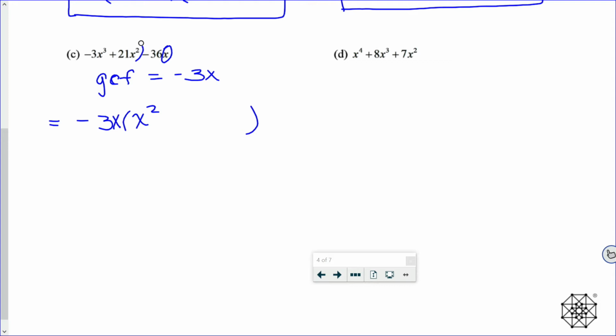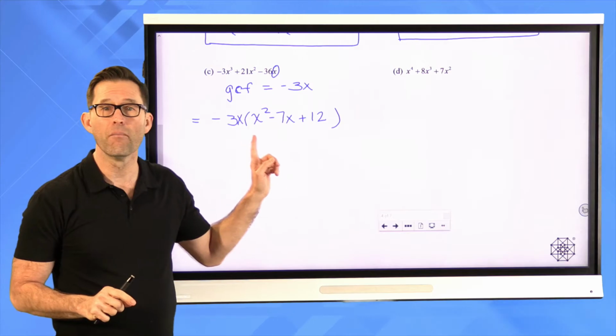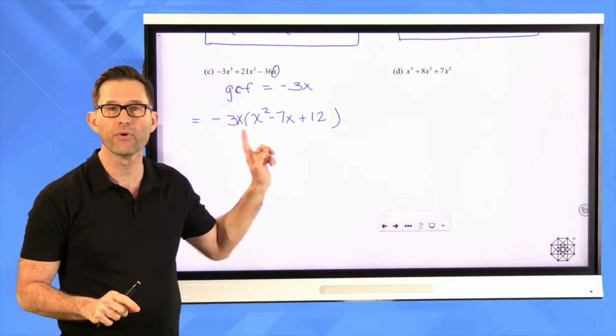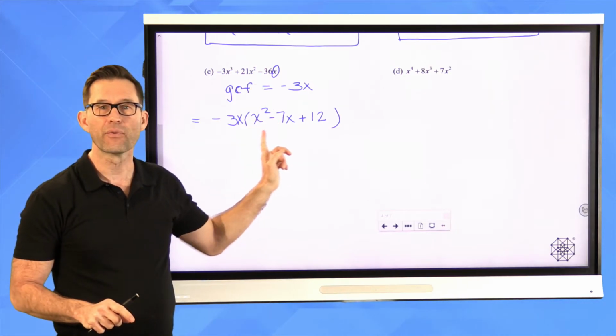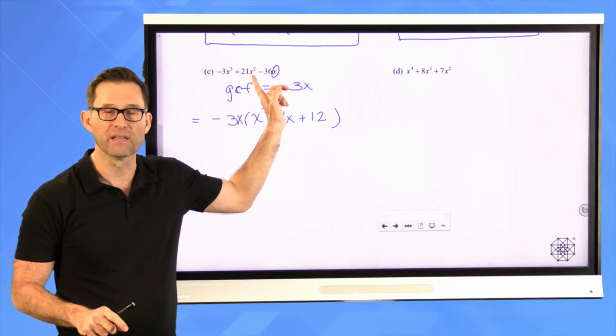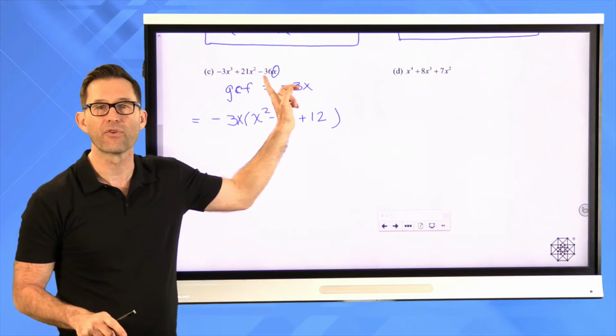Here it gets a little bit trickier. What do I have to multiply negative 3 by to get positive 21? That would be negative 7, and I have to have an x to get an x squared. And then what do I have to multiply negative 3 by to get negative 36? And that would be positive 12. Now again, if you're not sure whether it's right or wrong, think about multiplying that negative 3x back through, right? Negative 3x times x squared would be negative 3x cubed. Negative 3x times negative 7x would be positive 21x squared, and negative 3x times positive 12 would be negative 36x.